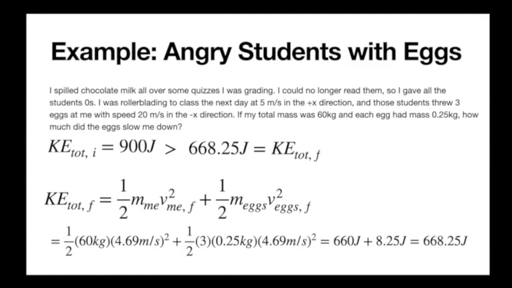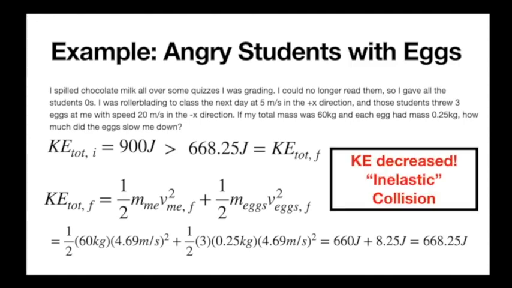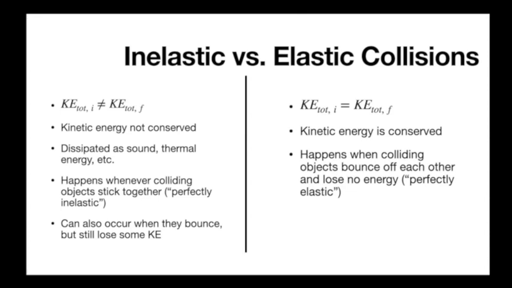So our initial kinetic energy is greater than our final. We lost some kinetic energy in this collision, and we call that an inelastic collision. So when we lose kinetic energy, that's an inelastic collision. And the opposite of that, when we do not lose kinetic energy, is called an elastic collision. So these are the two broad categories of collisions we're going to be looking at, elastic and inelastic. Again, inelastic are when we do lose kinetic energy, and elastic collisions are when we do not.